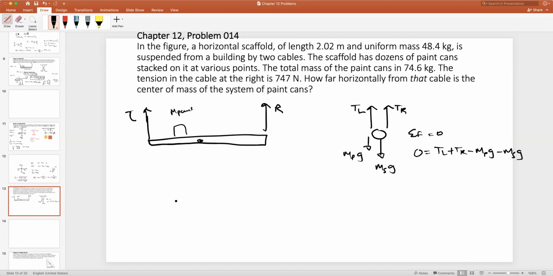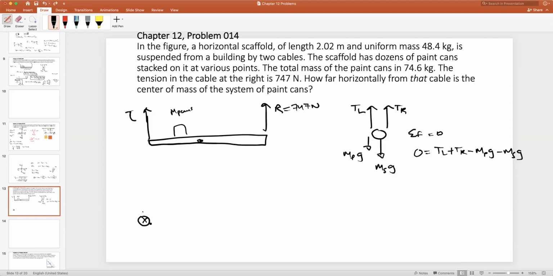Then, knowing that you're going to be asked for the radius, you know that you're going to have to use torque. So we're told that T right is 747 newtons. Knowing that, it makes the most sense to just ignore tension 3. And to do that, we'll put our axis of rotation right on the left, at our tension on the left. If there were a force acting here due to tension on the left, it is acting at the axis of rotation. Therefore, there can't be a torque because R is 0. Okay.